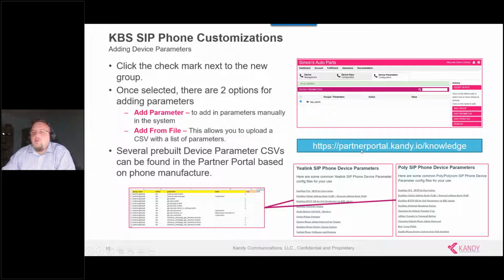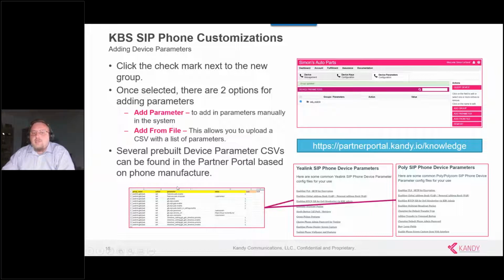If you go out to the partner portal, partnerportal.kandy.io/knowledge, we have, for Yealink and for Polycom phones, quite a few of these CSV files out there that you can go ahead and start using. What you'll notice in the CSV file is the very first column is going to be the group name. That needs to match the name that you've given it in the system here.